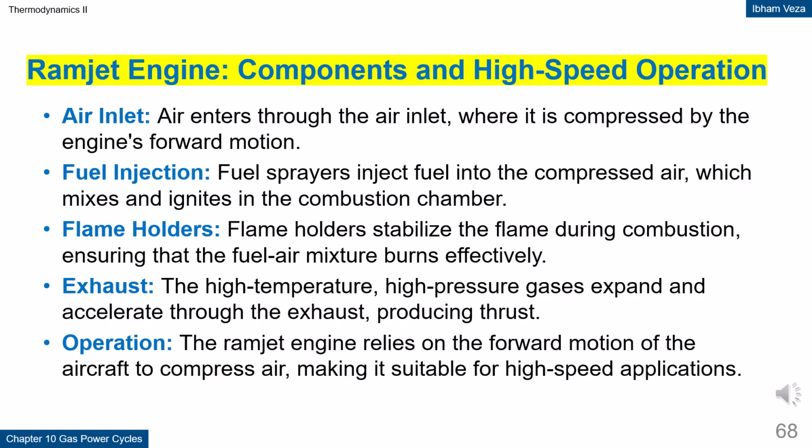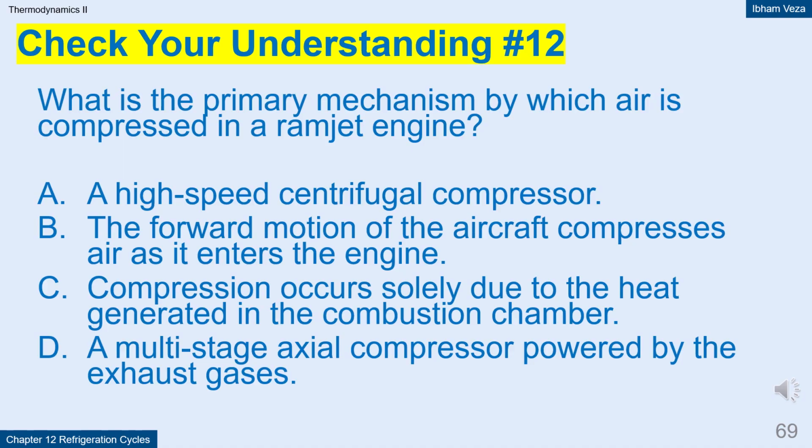Ramjet engine, components, and high-speed operation. In a ramjet engine, air enters and is compressed by the ram effect due to high flight speed. Fuel is then injected and burned in the combustion chamber. Flame holders are used to stabilize the flame. The hot combustion gases expand and accelerate through the nozzle to produce thrust. This system cannot operate from rest and requires a high initial speed. Answer B. The forward motion of the aircraft compresses air as it enters the engine.